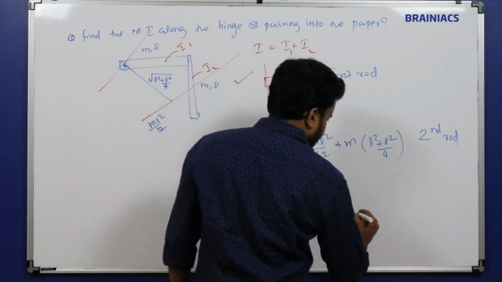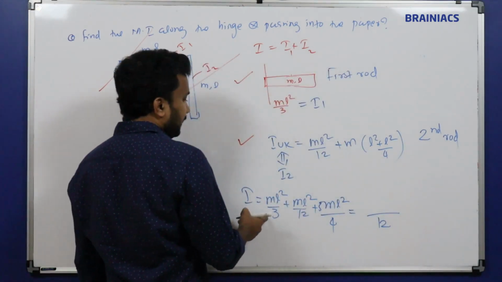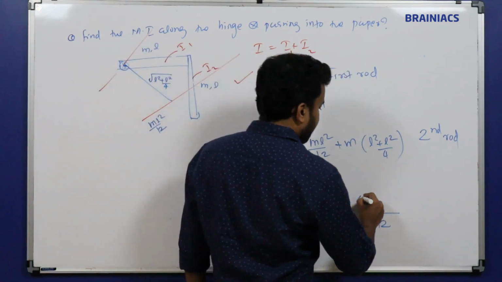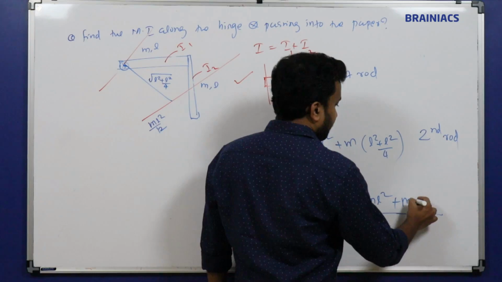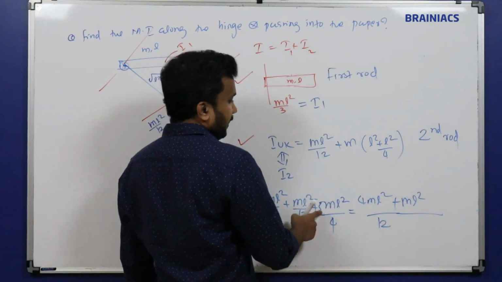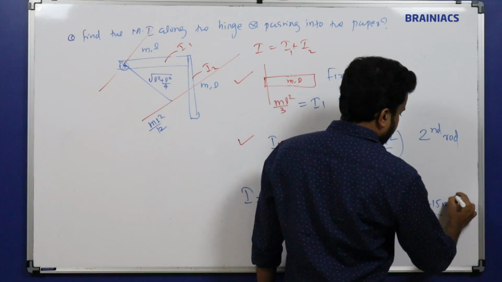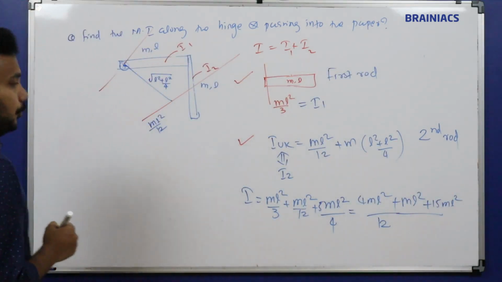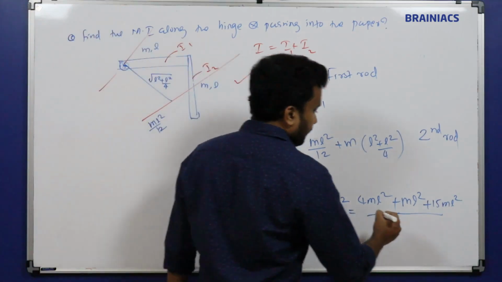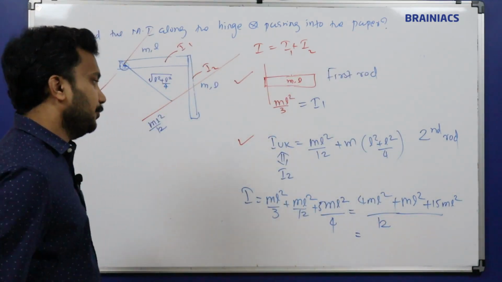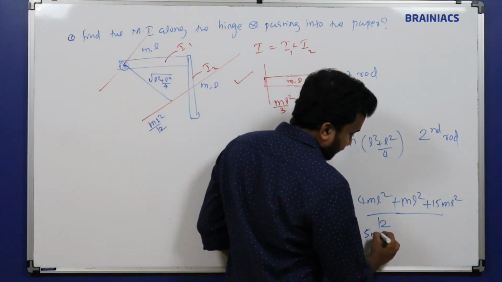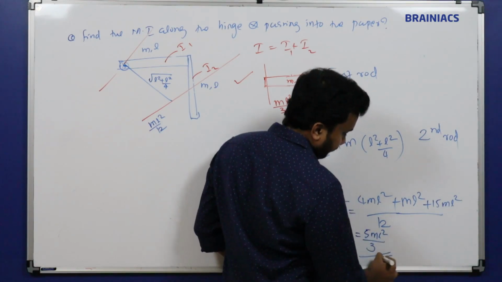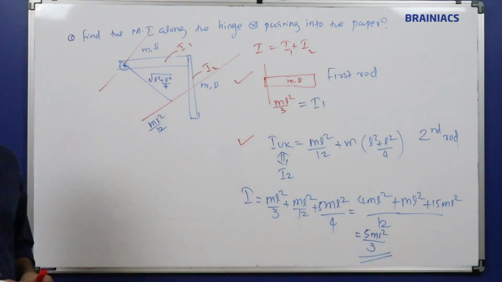We have to take an LCM. Let me take LCM as 12. 12 by 3 is 4 times, so 4 ml square. Plus 12 by 12 is 1, so it is ml square. 12 by 4 is 3 times, so 15 ml square. So 15 plus 4 is 19, 20. 20 divided by 12 is how much? 20 divided by 12, 4 which we can cut, right? So 5 ml square by 3. 5 into 4 is 20. So 5 ml square by 3 is the right answer for this question.